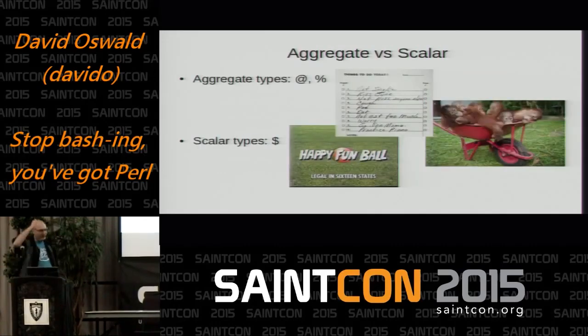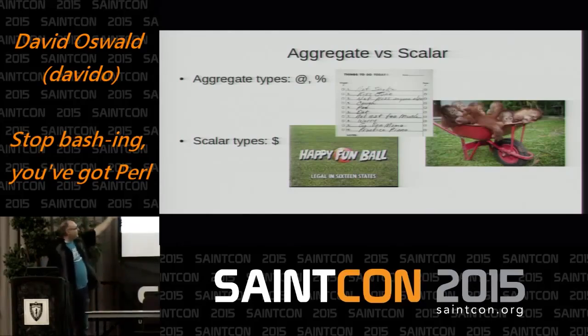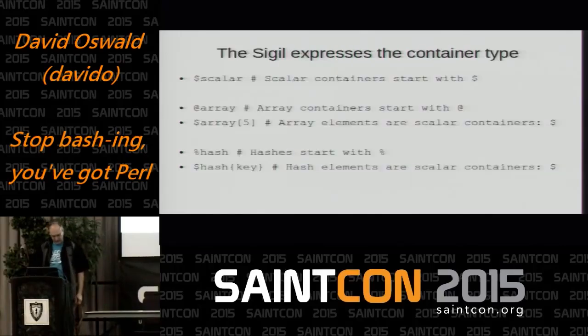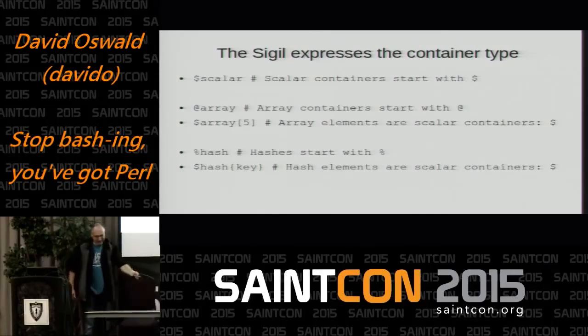If you're coming from a language like C++, then you would be talking about aggregate containers. Aggregate containers would be arrays and hashes, and then you have scalar containers, which contain single items. So the sigil that I mentioned before expresses the container type.